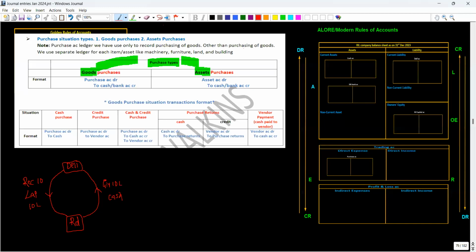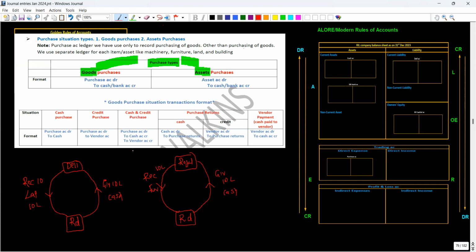Reliance Digital is purchasing furniture from the Royal Oak company or from the Royal Furniture company. Reliance Digital is purchasing furniture from Royal Company with cash of 10 lakhs or 5 lakhs. It can be anything. In the second question, what is happening here? Reliance is receiving 10 lakhs rupees of furniture, and Reliance is giving 10 lakhs rupees cash.